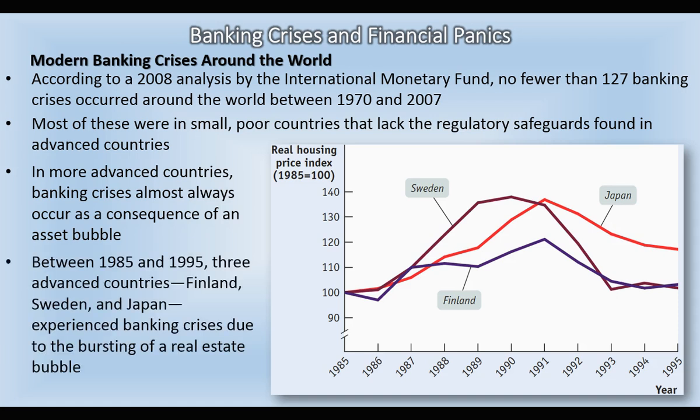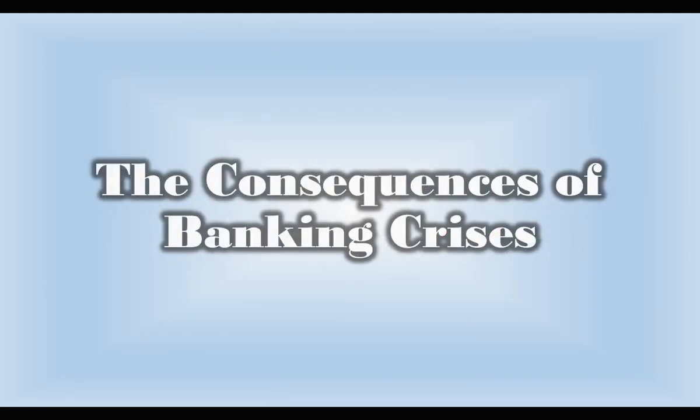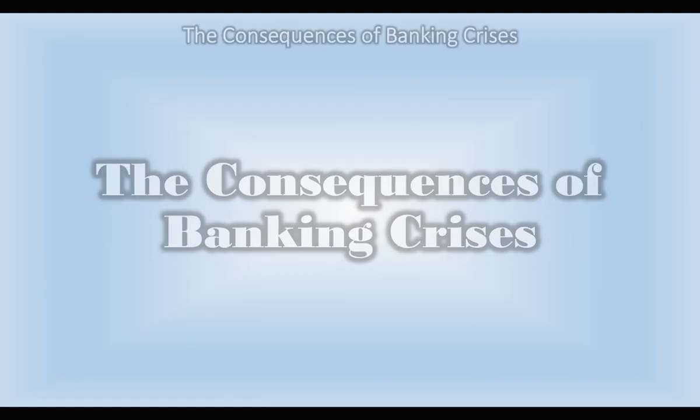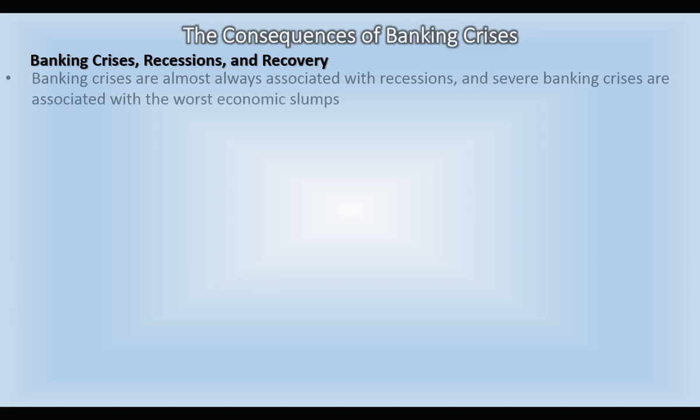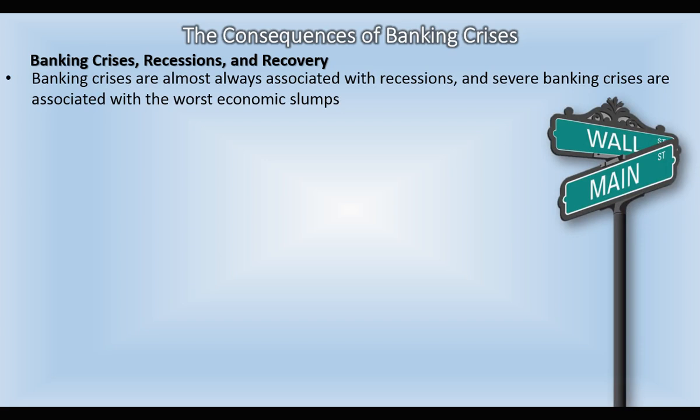Between 85 and 95, three advanced countries, Finland, Sweden, and Japan, experienced banking crises due to the bursting of real estate bubbles. So what are the consequences of the banking crises for the overall economy? Banking crises, recessions, and recovery. Banking crises are almost always associated with recessions, and severe banking crises are associated with the worst economic slumps.